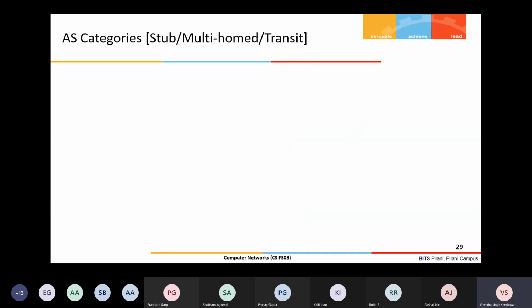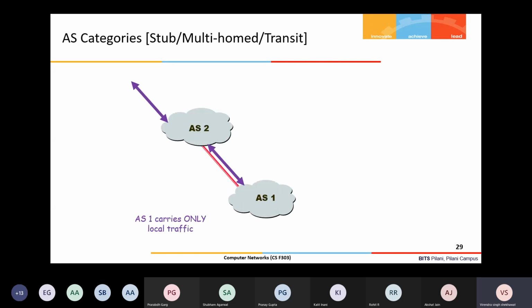Now first we look at the categories of these autonomous systems, before going into how they interconnect and what they do. There are different types of autonomous systems. Say there is connectivity between AS1 and AS2. I will tell you what they exchange when I introduce the BGP protocol. Right now assume there is one router here and one router here, and these two routers are communicating over some protocol.